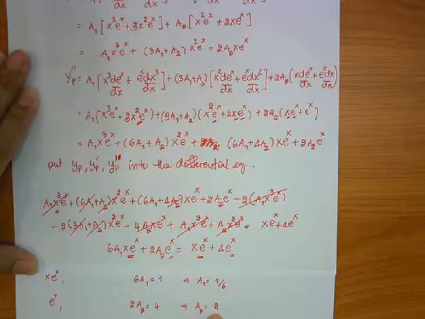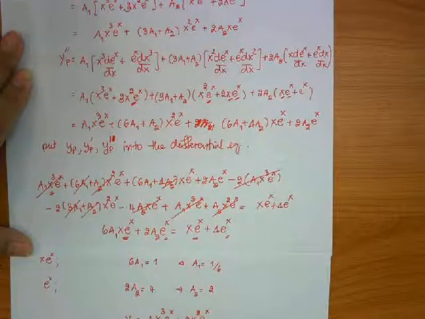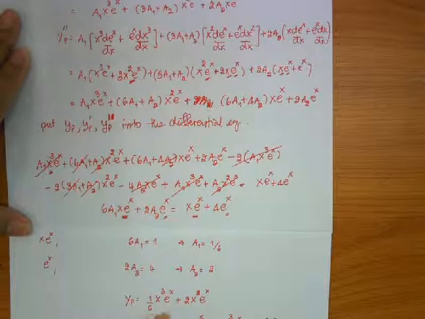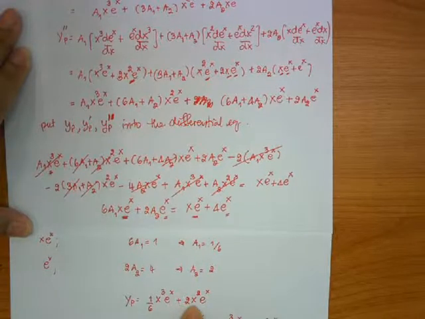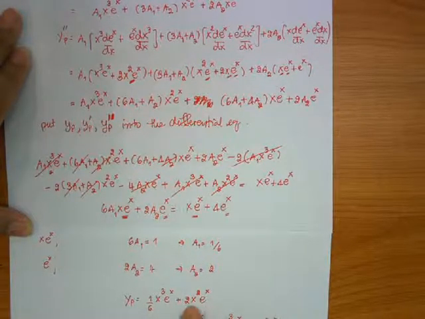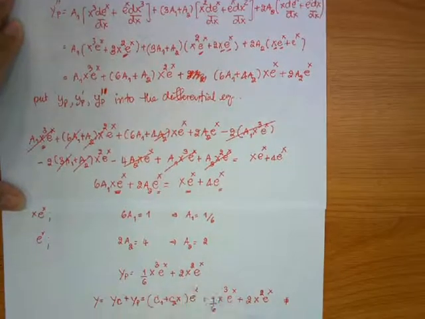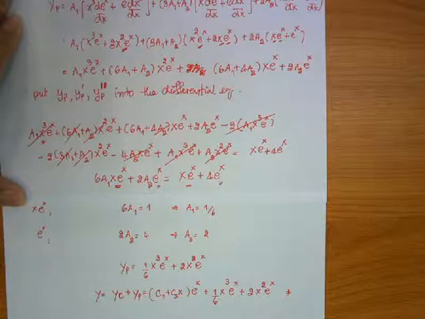So from that, you can write down yp. Your yp is equal to 1 over 6 times x to the power 3 times exponential of x plus 2 times x squared times exponential of x. And at the end, you would get y is equal to yc plus yp. Put your yc there and then plus your yp that you specified.